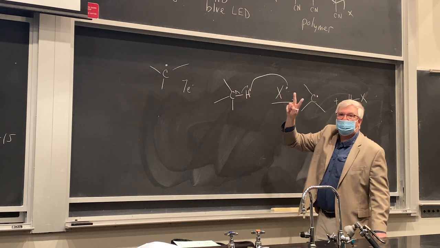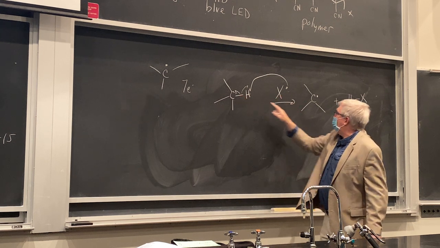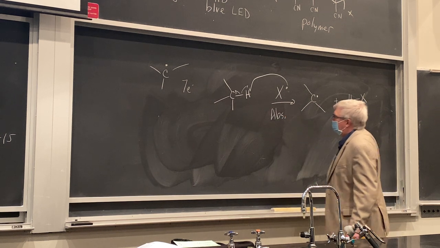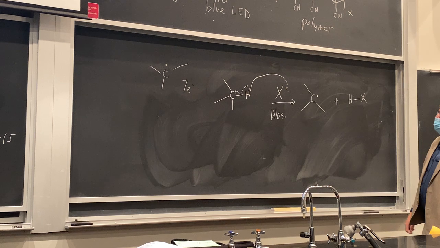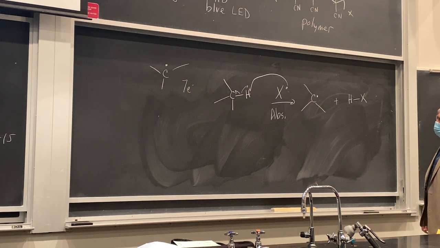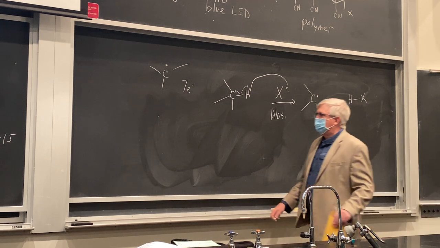Remember, each line is two electrons, so one stays on carbon. This is called abstraction. We'll see that in alkane halogenation, of course. That's a typical type of reaction for radicals.